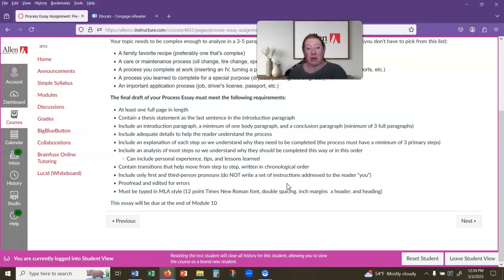So, steps in the order that you complete them, using first person. So talk about yourself: this is what I do. Or you could do third person, as in the driver of the car would do this or something like that. And then the essay length is going to be at least a full page. You'll have more than that if you have a good process, but you want to make sure that you're completing a full essay. So you have an introduction with a thesis, at least one body paragraph, at least one conclusion, and then most of you will have more than one body paragraph.